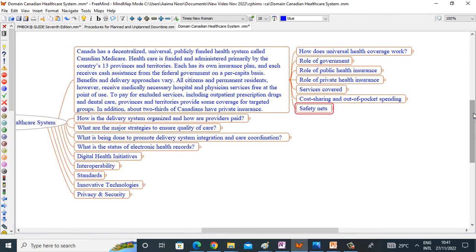Okay, that brings us to the end of this presentation. In the next part, we are going to explore how the delivery system is organized and how providers are paid.